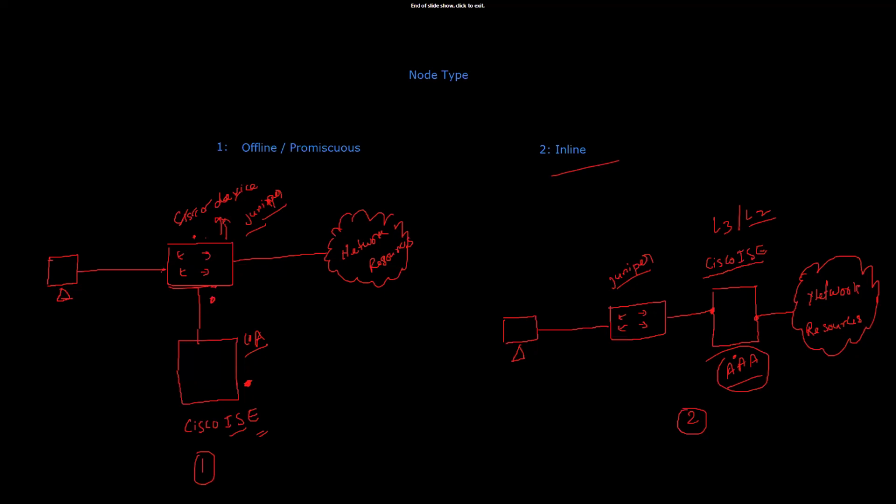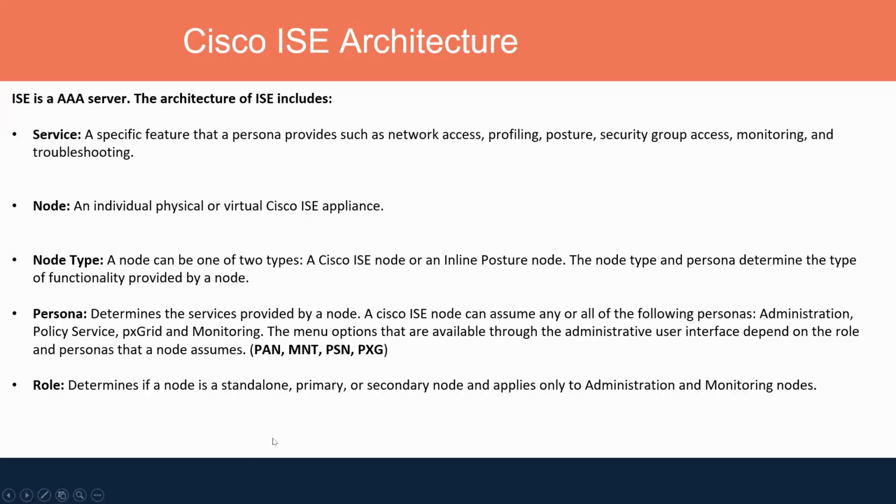Okay, so I hope you got what node type is. Let's go to the next terminology, our next architecture point. Sir, I have one question. Can we put Cisco ISE on a cloud? Yeah, you can put Cisco ISE on the cloud as well. Sir, if you put it on the cloud, will that be inline or offline? That would be promiscuous basically. If you put Cisco ISE on cloud, there would be limited things you can do.